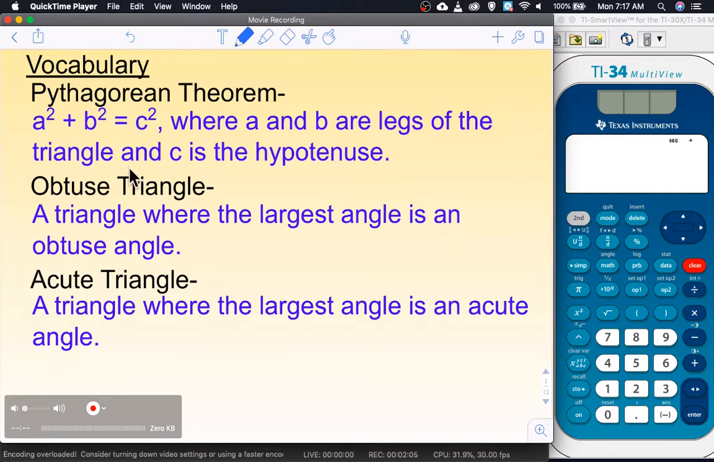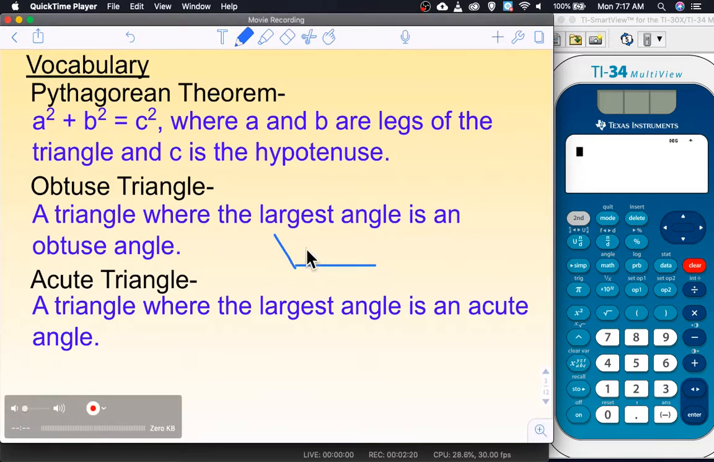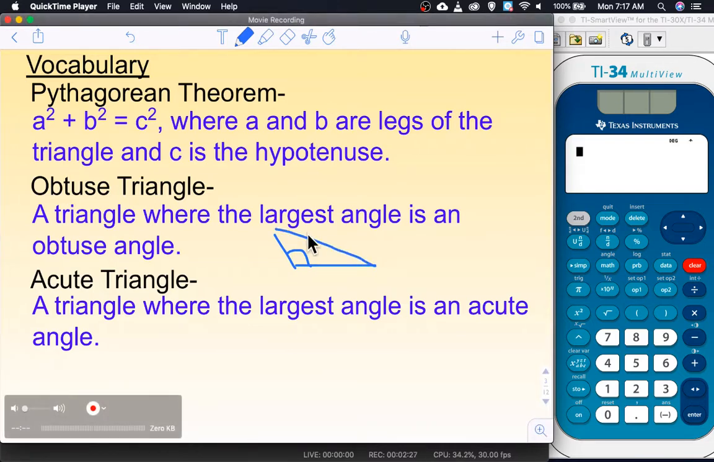Our two new words are obtuse triangle and acute triangle. An obtuse triangle is a triangle where the largest angle is an obtuse angle. An obtuse angle, in case you forgot, is an angle that is open wider than 90 degrees. It's open more than a right angle. I think of it as a big wide open. So that would be an obtuse triangle.